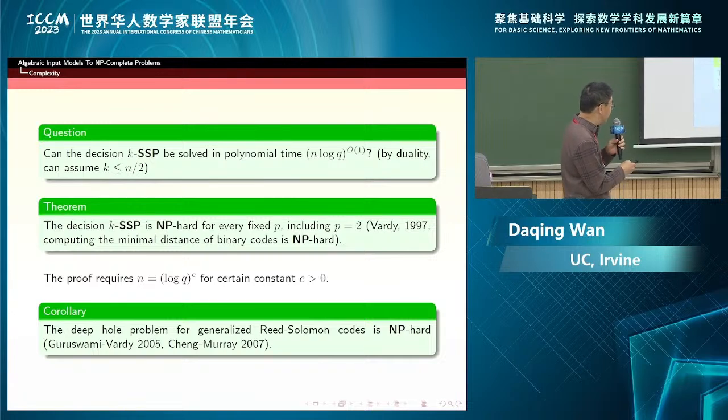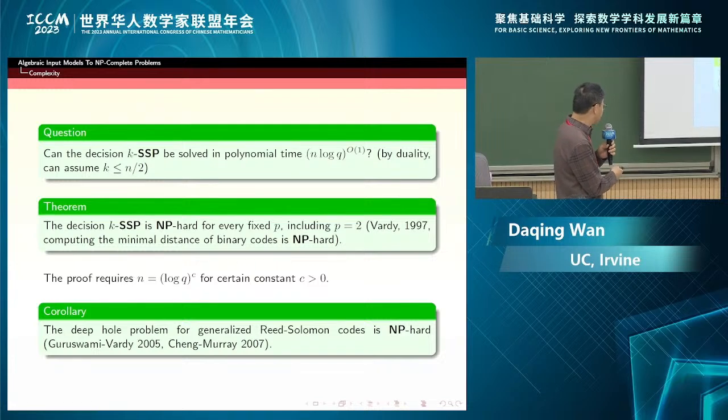And in fact, the proof for p is 2 is harder. This is a famous result of Vardy from 1997. Basically, he proved that this is equivalent to proving that computing the minimum distance for binary codes is NP hard. Because at that time, it was a conjecture that computing the minimum distance of a binary code is NP hard. That was not known, but that's basically equivalent to this one. And this NP hardness proof required n to be a power of log q in that range. But if n is not in this range, that's not known to be NP hard.